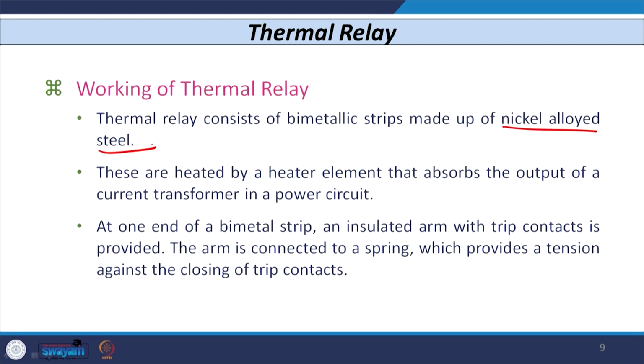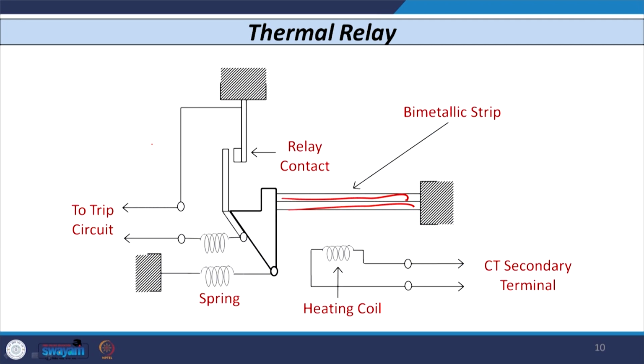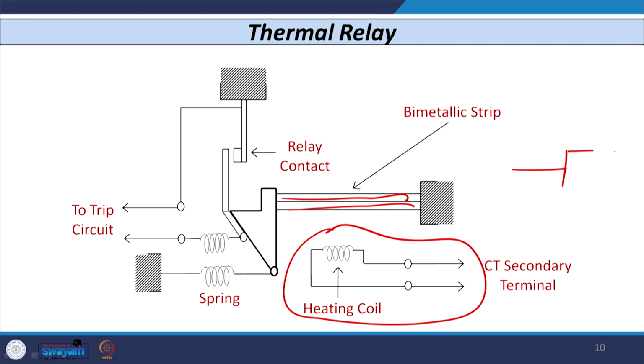Now, below this bimetallic strip we have the heating element. So, here we have the heating element, this heating coil that is connected to the secondary of the CT. So, if I have the winding of the equipment here and I have the CT somewhere inside this, then the secondary of the CT is connected to the terminal of the heating coil.